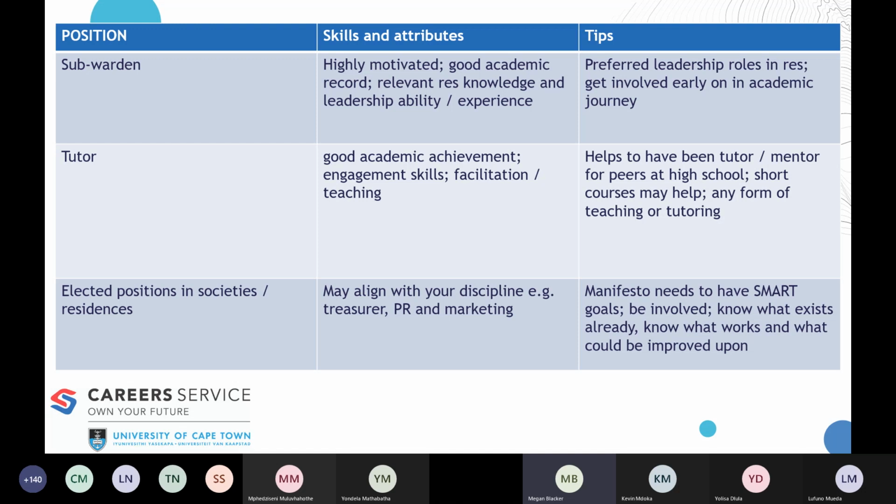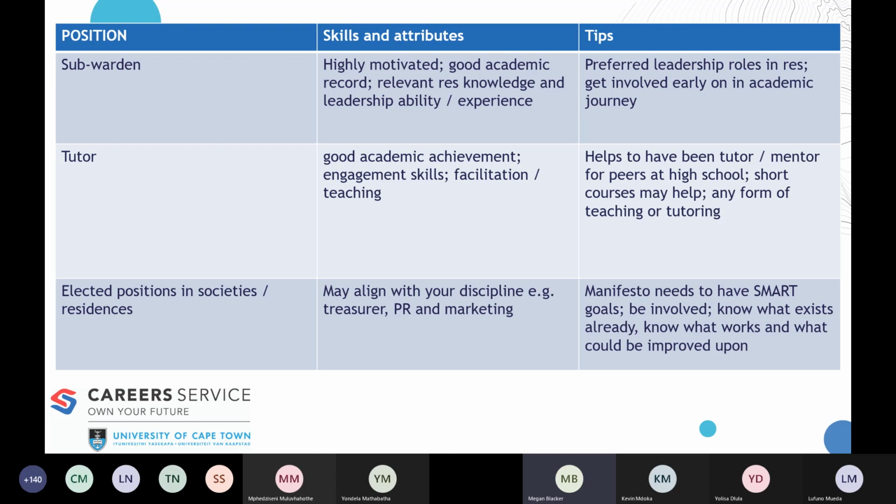to have SMART goals. So what do I mean by this? SMART goals refers to being specific about what you're wanting to do as a member of that society or at that res. M is for measurable, to know how you could actually measure your impact. And I think this is really important, especially when you are translating what you've done previously onto your CV. It's really good to be able to have an impact in that way.